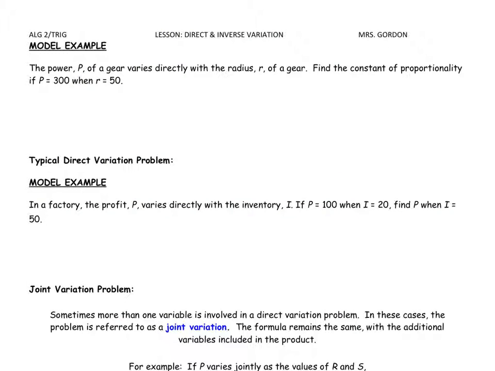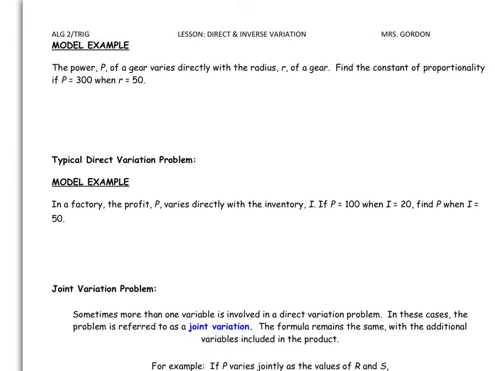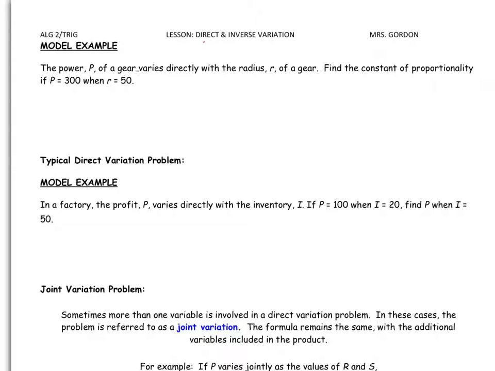Alright, so let's look at a model example. The power P of a gear varies directly, so there is our key term, varies directly, with the radius r of a gear. Find the constant of proportionality if P is 300 and r is 50. So here we are looking at the first set of data given to find k. That's the only thing we have to do in this question. Because it varies directly, P is equal to k times r. So P is 300, we substitute in, k is not known, and r is 50.